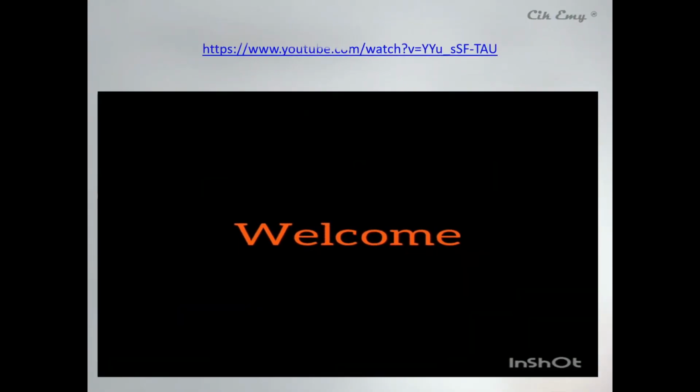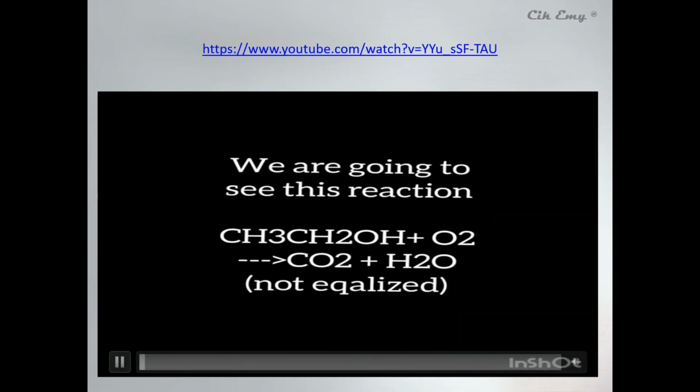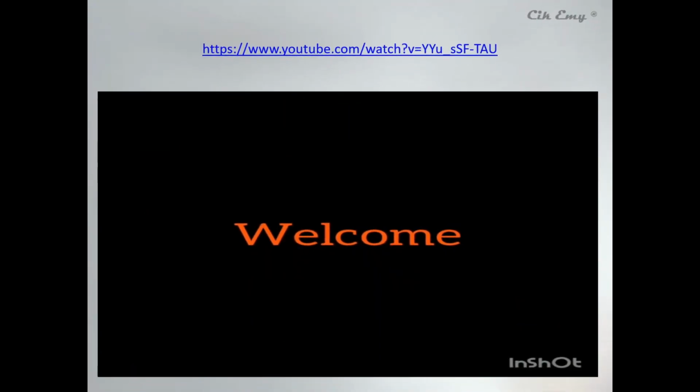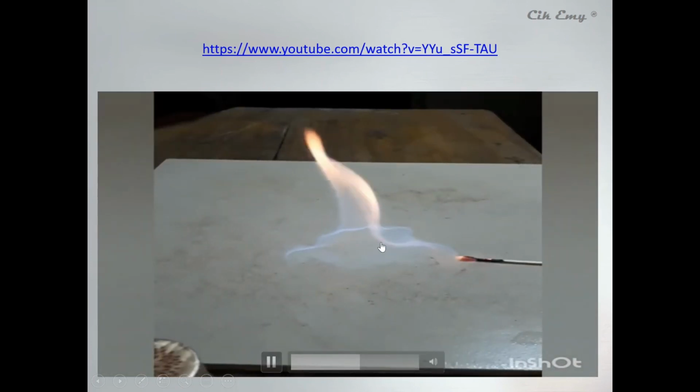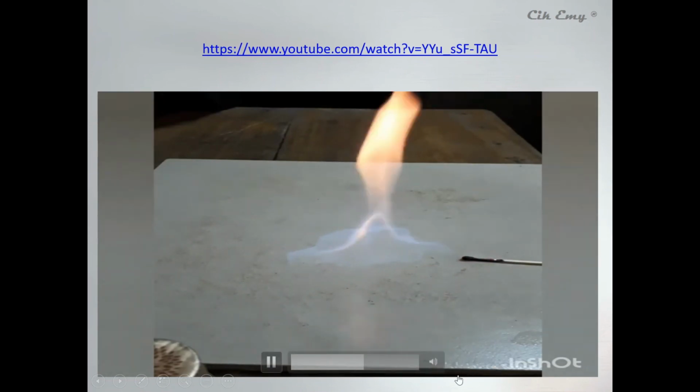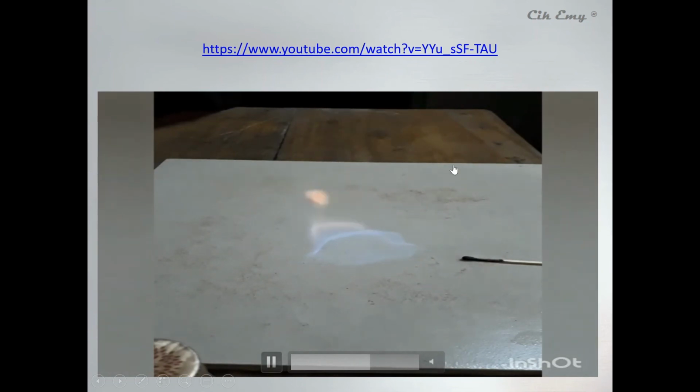Okay, awak boleh tengoklah proses pembakaran etanol. Lama tak? Sekejap. Okay. So ni proses pembakaran dia untuk etanol. Api dia tu sebenarnya warna biru, apinya berwarna biru dan tak ada jelaga, no soot, no black smoke tu tak ada.